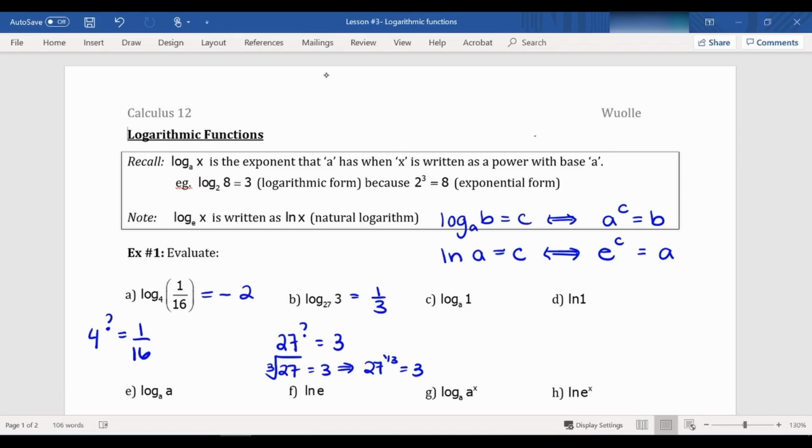Log base a of 1: I want to know a to what power gives me 1. Well, any base a to the power of 0 would give me 1.